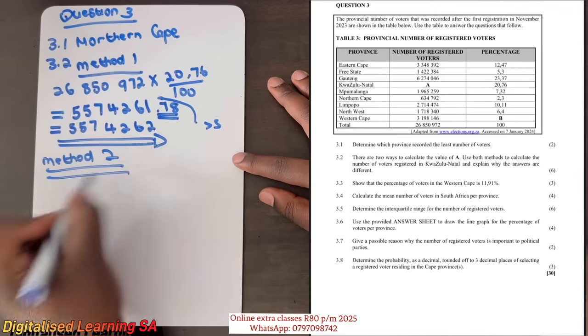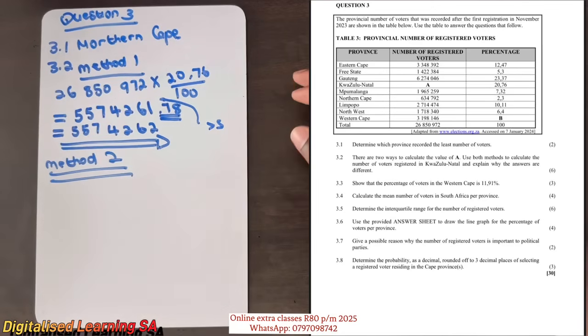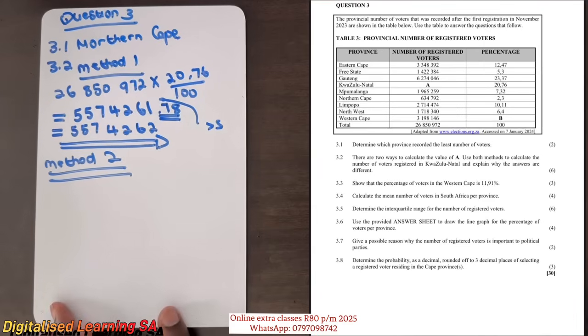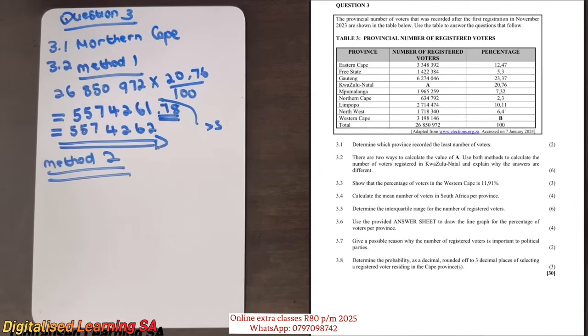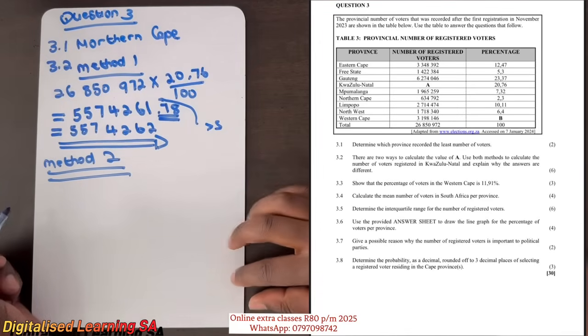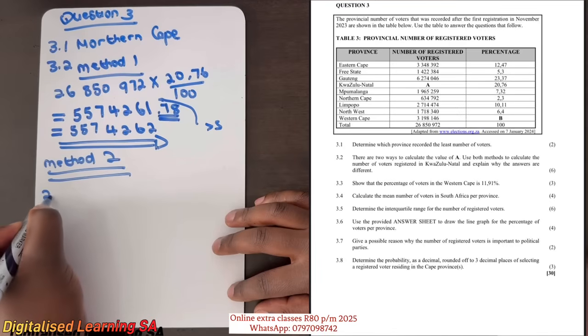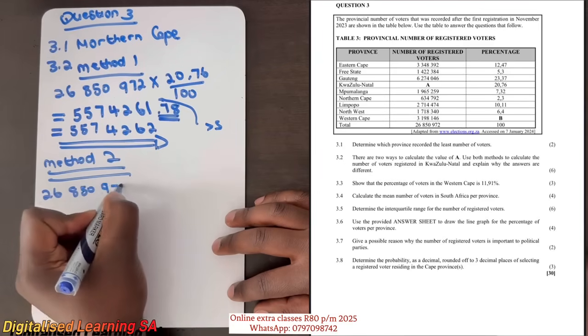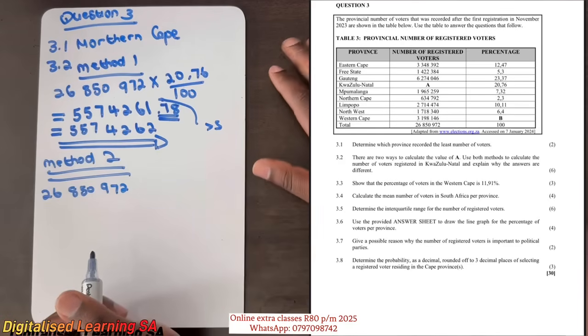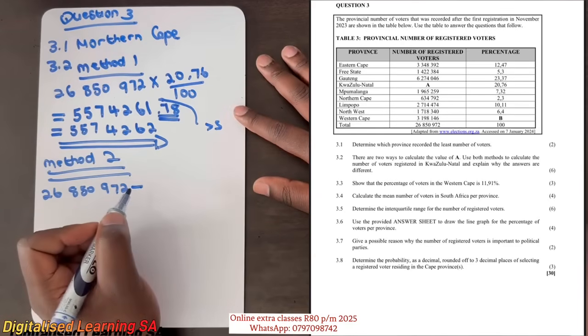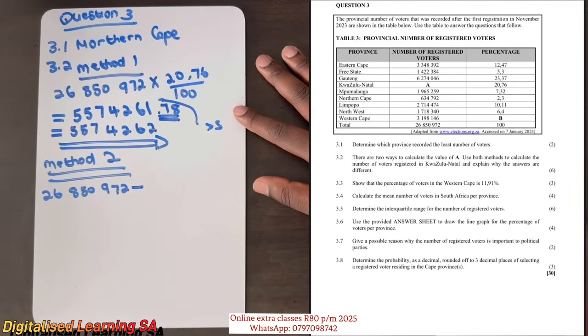Method 2. With method 2, we can all see that the only value that is missing is the value of A, meaning that if we subtract everything else from the total, we should be able to get A. So we need to say 26,850,972. We need to subtract the number of registered voters for all other 8 provinces so that we can get A.